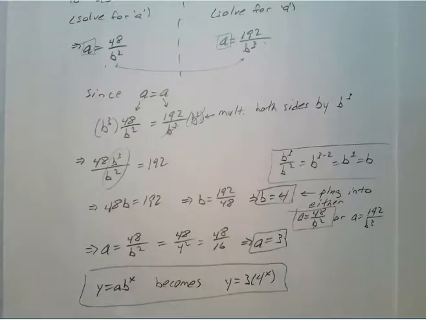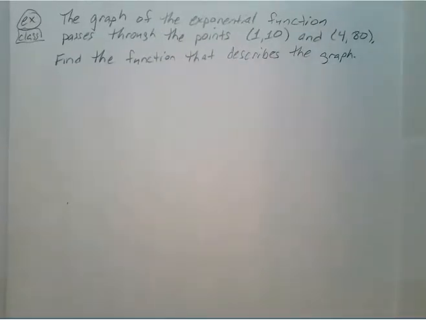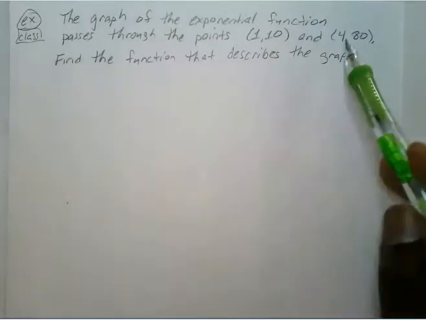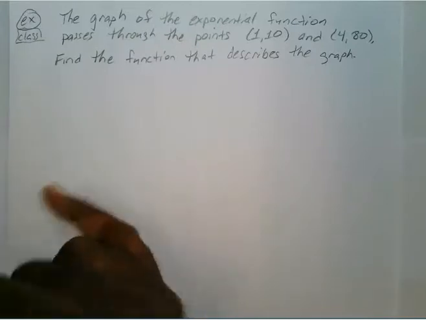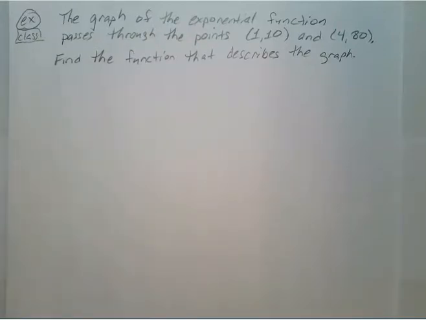All right. So if you are still writing, of course, feel free to press pause and finish up. But we're going to go ahead and move on to our last example. Okay, so the graph of the exponential function passes through the points (1, 10) and (4, 80). Find the function that describes the graph. Using the exact same method as the previous example, press pause and try to solve this one on your own.